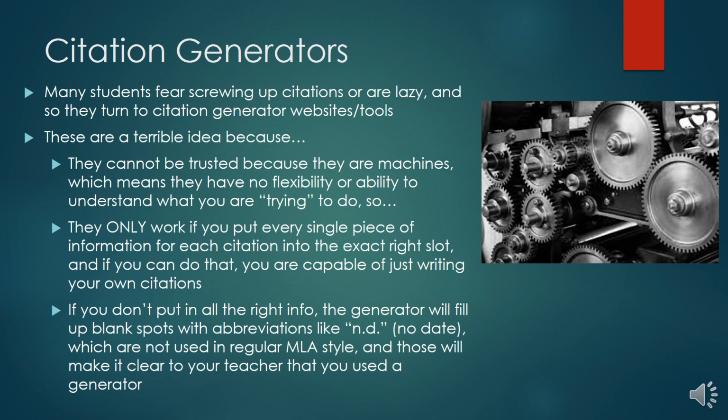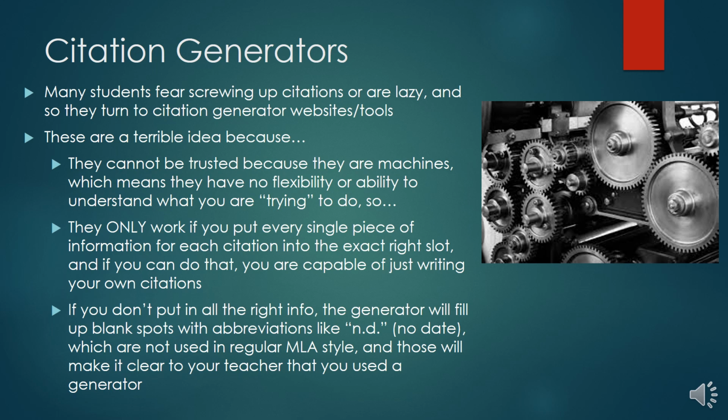If you don't put in all the right information to the citation generator in the right places, the citation generator is going to fill up any blank spots with abbreviations like N.D., which means no date. And abbreviations like that are not used in regular MLA style, which is what we use in English classes. So the presence of abbreviations like that in your works cited page will make it clear to your teacher that you did use a citation generator. So this is another shortcut where it is very clear when you are taking it, and it doesn't look good. Because even if you turn to the citation generator out of fear and wanting to do a good job, to the teacher it could still just look like laziness.